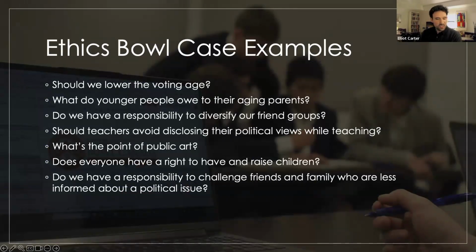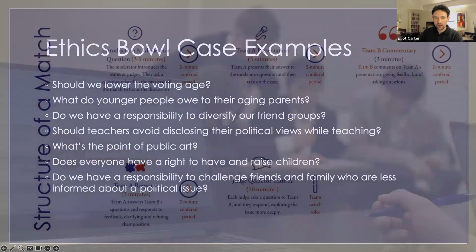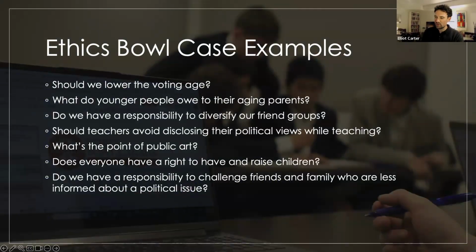Another one of our cases for this year raises the controversial possibility of licensing for parents. What would be wrong with that, if there's indeed something wrong with that? And do we have a responsibility to challenge friends and family who are less informed about a political issue? Is it okay to ignore deep political, moral differences of opinion in order to get along with your friends and family? Do you have some responsibility to challenge them if you think you're in a position to do so, if you think you know more?